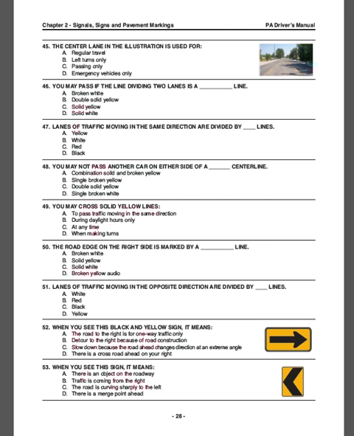53. When you see this sign, it means A, there is an object on the roadway. B, traffic is coming from the right. C, the road is curving sharply to the left. D, there is a merge point ahead. The answer is letter C. The chevron pointing left means the road is curving sharply to the left.